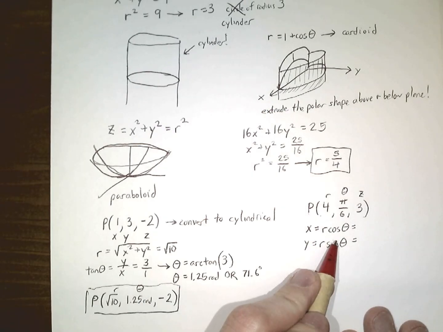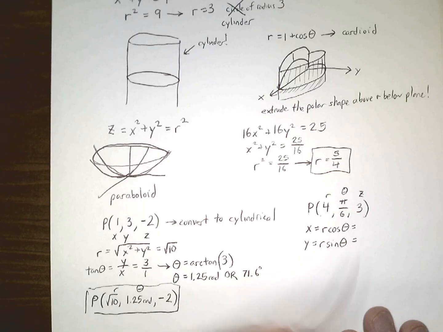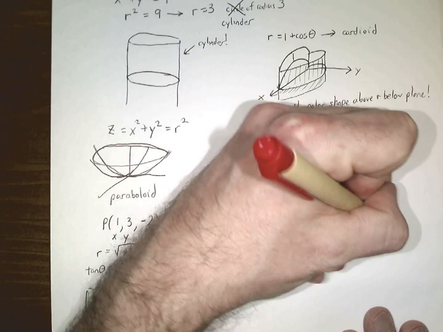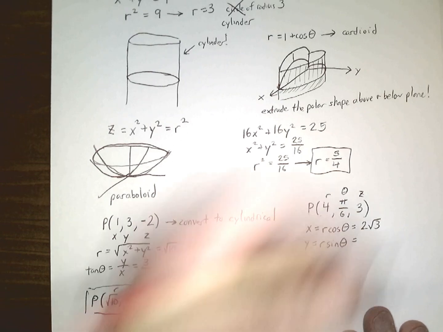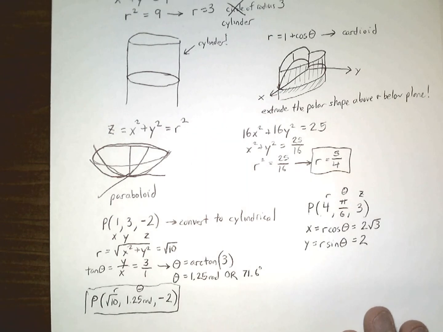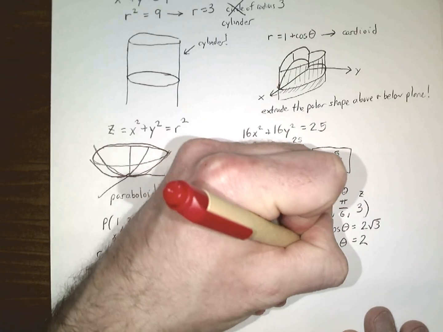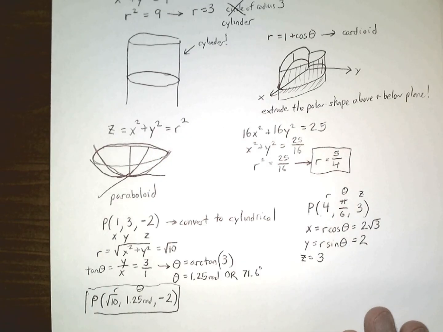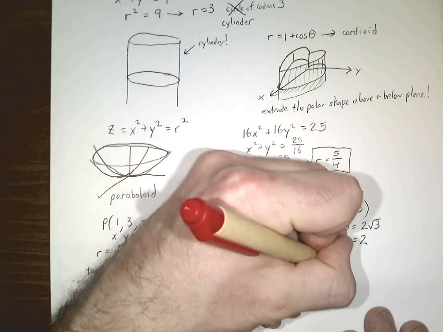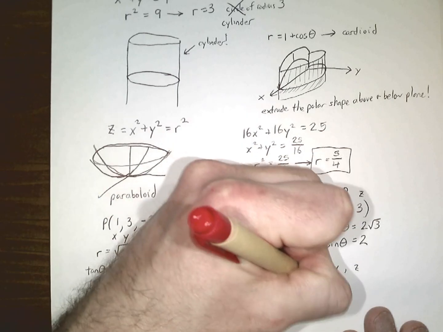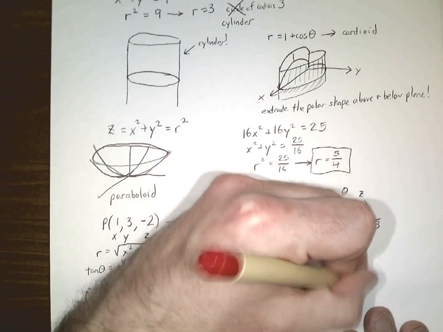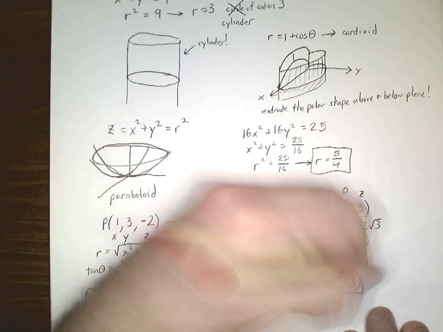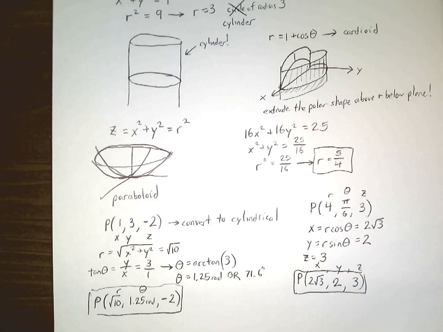R is 4, cosine of pi over 6 is root 3 over 2. So we get 2 root 3 for our x coordinate. Sine of pi over 6 is just a half, so that gets us a nice 2. And then z gets to just stay z as 3. So that was nice and simple. Putting it all together, our x, y, and z coordinates are going to be (2 root 3, 2, 3). Not a lot of variety in numbers there, but that's what we got.